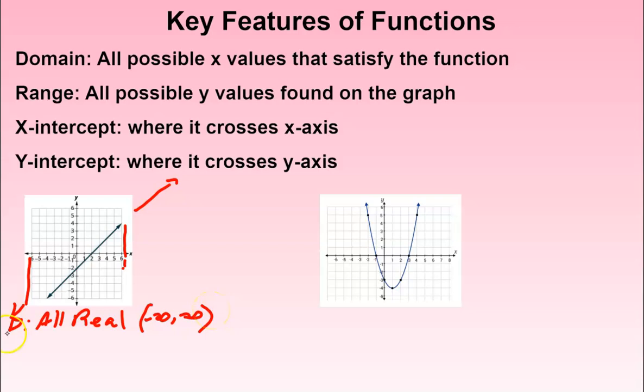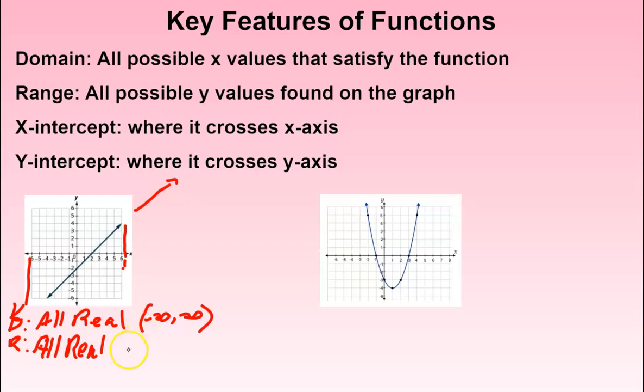Now the range is talking about my y value, so the height. Since this continues to go up high and it continues to go lower to infinity, I can also say this would also be all real numbers. Or if I want to do negative infinity to positive infinity, I could also do that. So for all linear lines that are diagonal, the range and the domain are always going to be all real numbers.